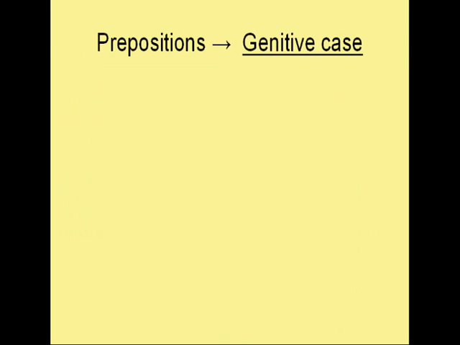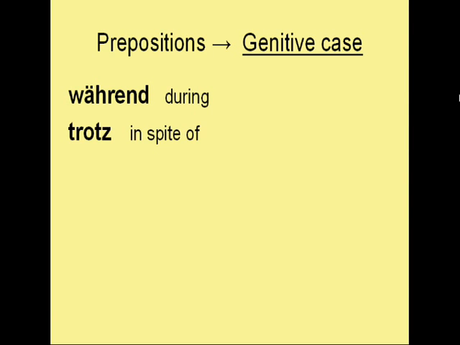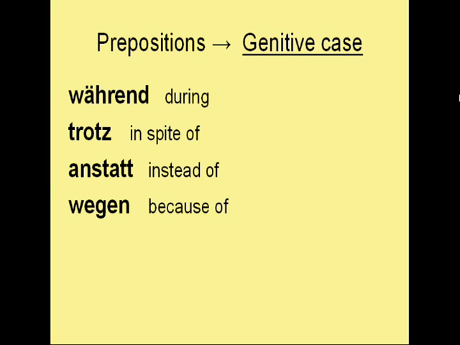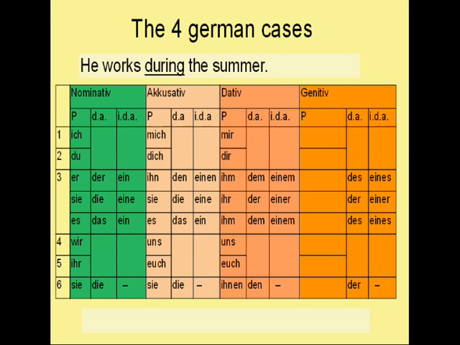These are the prepositions that are followed by the genitive case: während, during, trotz, in spite of, anstatt, instead of, wegen, because of. Here an example.